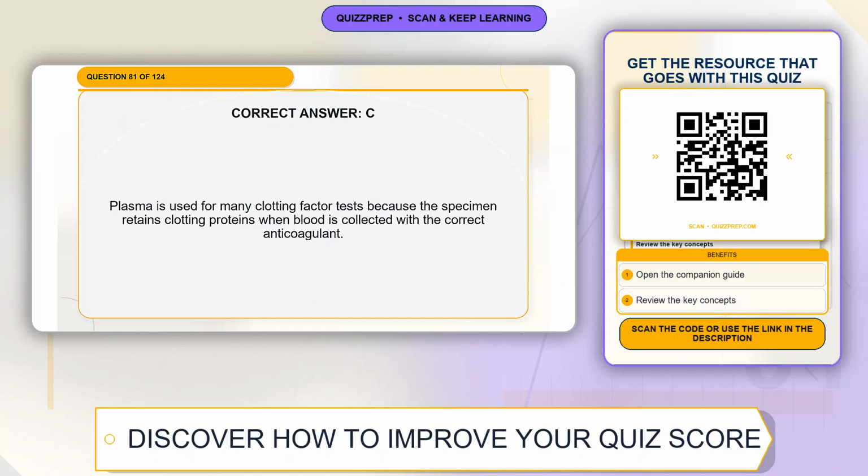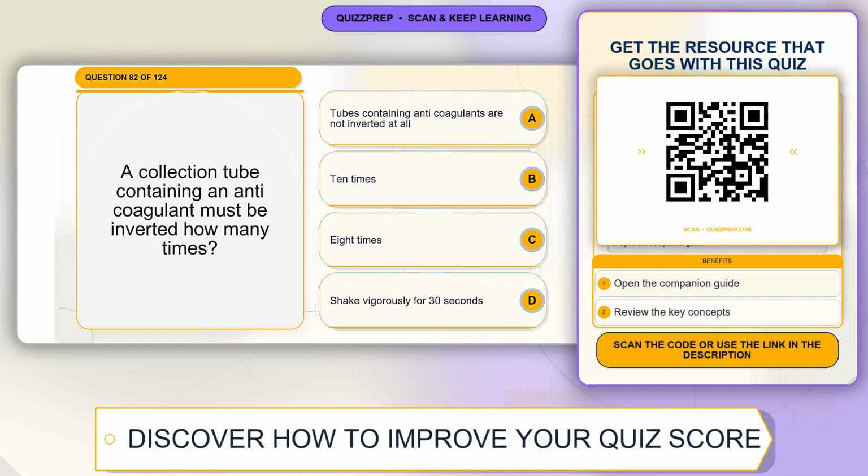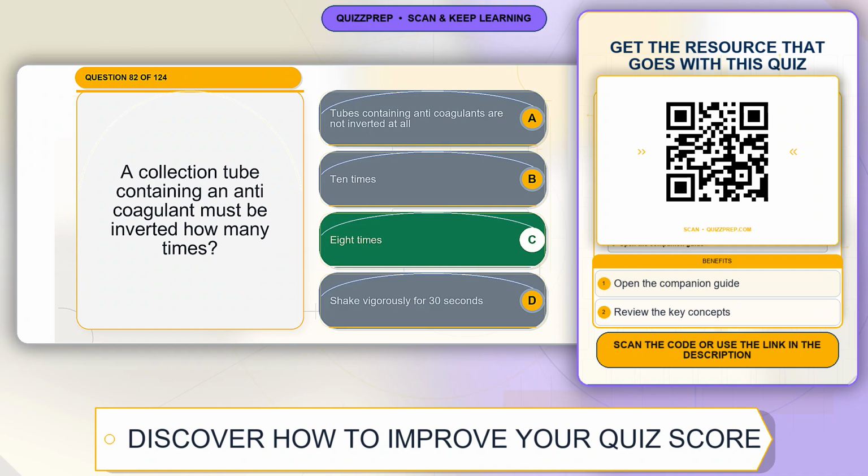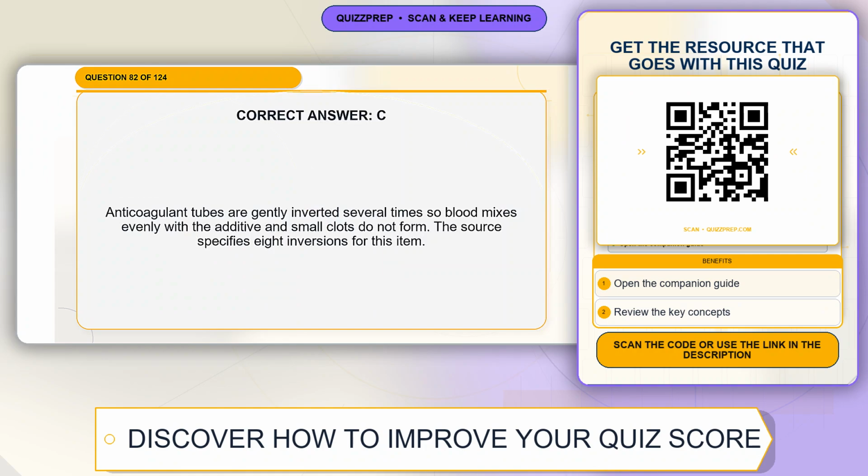Question 82. A collection tube containing an anticoagulant must be inverted how many times? Option A, tubes containing anticoagulants are not inverted at all. Option B, 10 times. Option C, 8 times. Option D, shake vigorously for 30 seconds. The correct answer is option C, 8 times. Explanation. Anticoagulant tubes are gently inverted several times so blood mixes evenly with the additive and small clots do not form. The source specifies 8 inversions for this item.